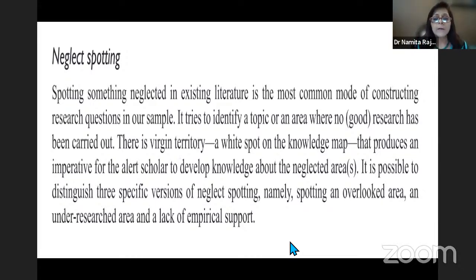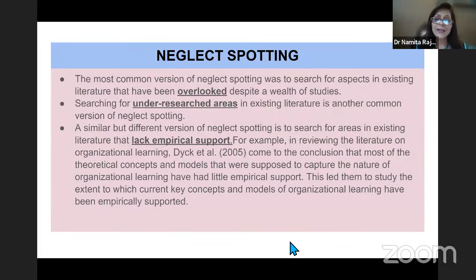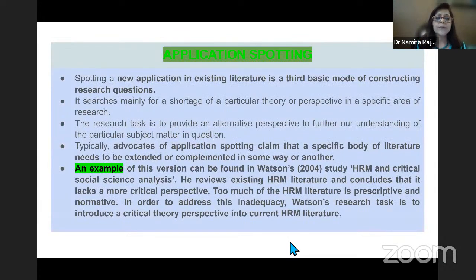And it is possible that the neglect spotting is about an overlooked area. Suppose nobody has thought about it before, and probably it is under-researched. Probably there's no substantial evidence for that. There's no data for that. So it becomes our area of research. So the most common version of neglect spotting was to search for the aspects in existing literature that have been overlooked, under-researched, and lack empirical support. So application spotting is another way of finding the research gap.